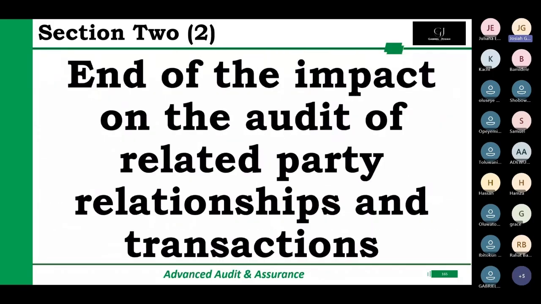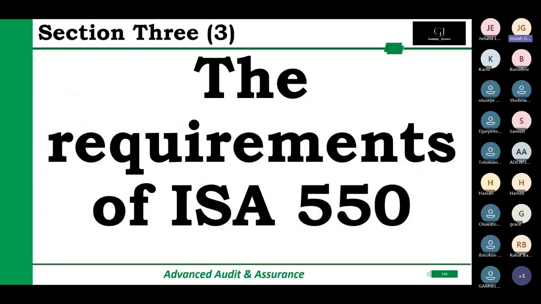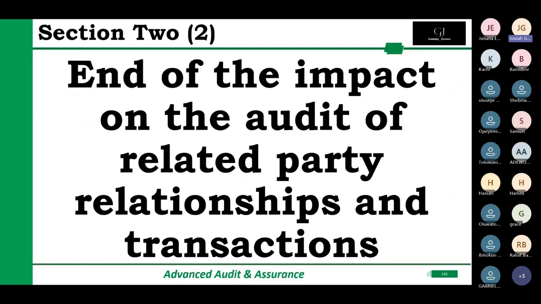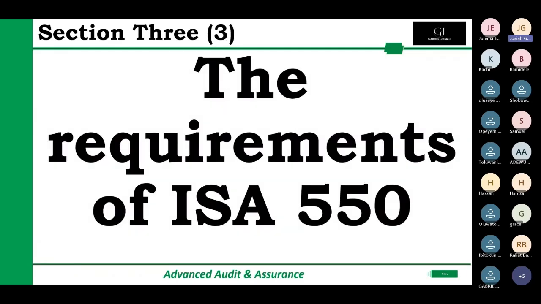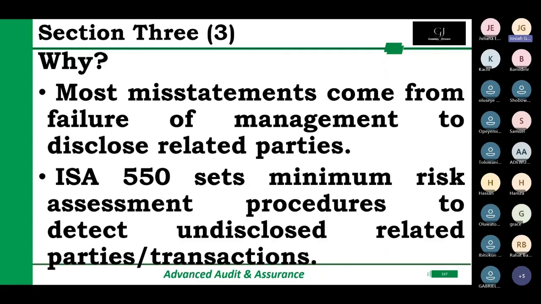this particular significant area. Okay, so we've spoken to the impact of the audit of related party relationships and transactions. Let's look at the requirements of ISA 550, this guide or this standard on related parties. You could ask why this requirement exists: most misstatement comes from failure of management to disclose related parties.